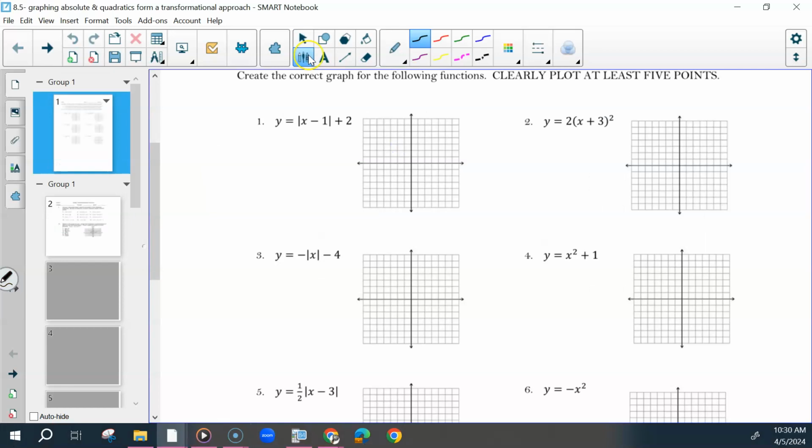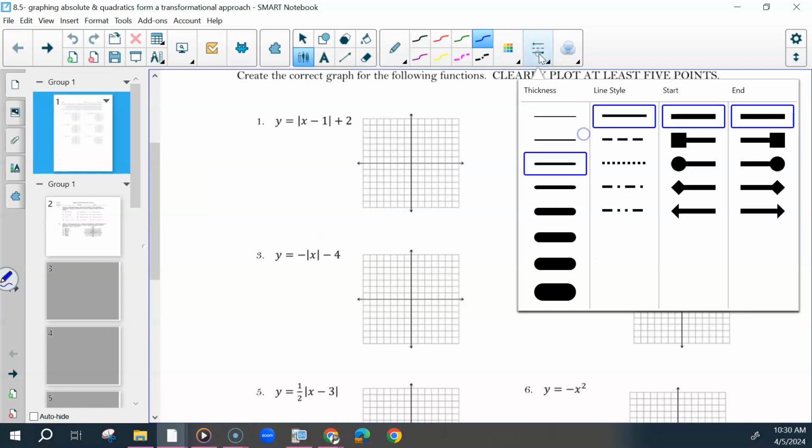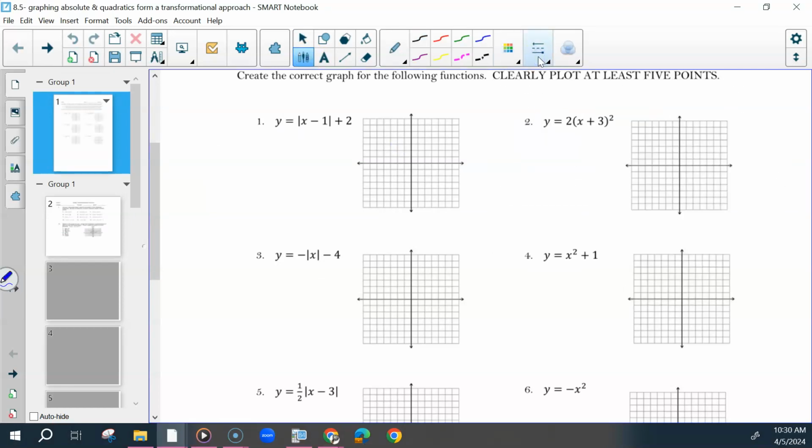But for this, we talked about domain and range notation. We talked about how to write the equation given different transformations, how to write the equation given the graph, and how to write the transformations given the equation. So all of that is connected. Today we're just going to graph the absolute value and quadratic functions. You'll be able to use your calculator. You can do it without the calculator and then double check it, or just use your calculator. I wouldn't know the difference.